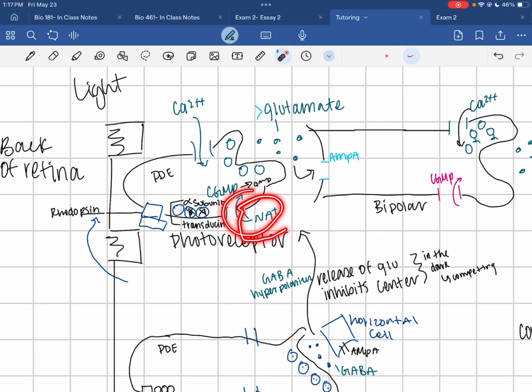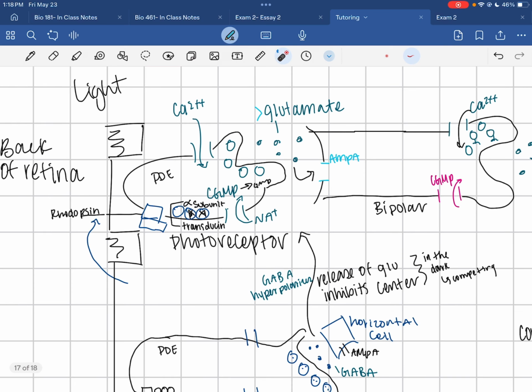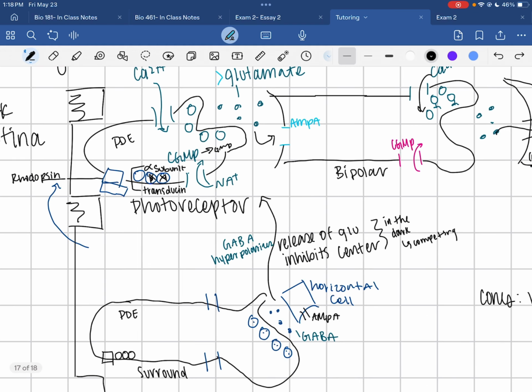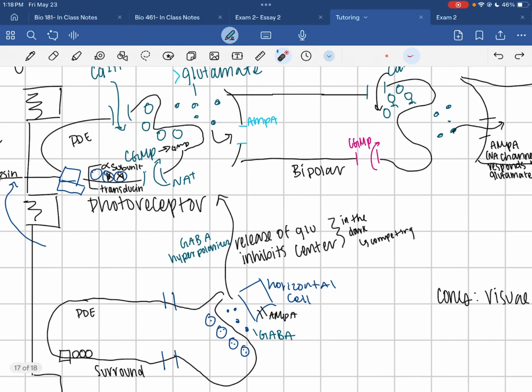A cation channel like sodium's going to come in, and then it closes the channels, and then it hyperpolarizes. So these channels become closed, and then we hyperpolarize, taking it more negative because we're not allowing any positive ions to come into the cell, which then removes our inhibitory response. So when this is closed, nothing happens.